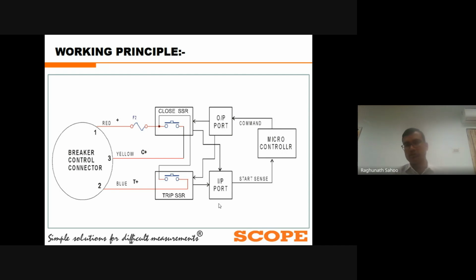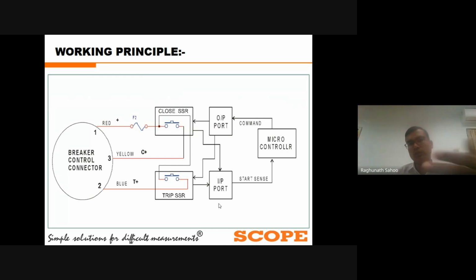In this principle, I am briefly discussing how the close and trip commands are executed. First of all, we give the command. Whenever I give a close command to the breaker, the microcontroller gets the signal from the interface. Then the controller signals our close SSR, which is a switch. According to the microcontroller signal, the SSR close switch will be closed.